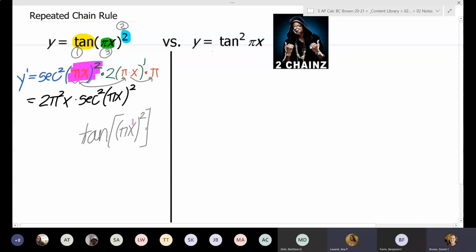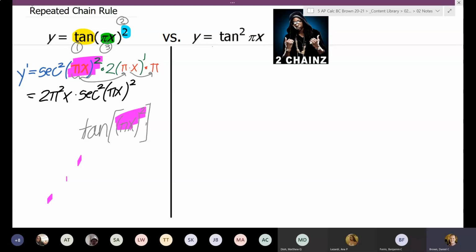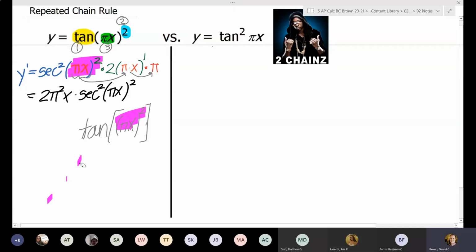Because that is the inside of tangent. So we had to carry the inside across. So then why is it a different step? Because by the chain rule, you can't touch the inside. You take the derivative of the outside, the inside has to come down exactly as it was, and then you multiply by the derivative of that inside.